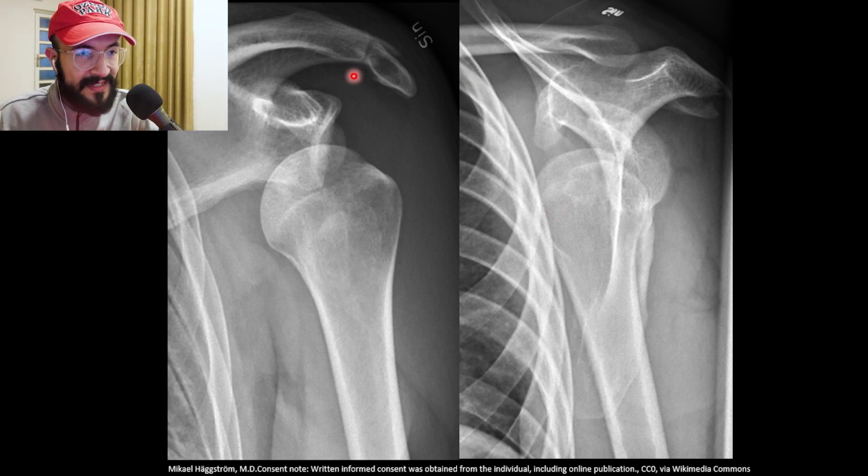We also check the AC joint. We can see that the AC joint is normal in both views. And we also check the soft tissues looking for any swelling. And finally, we check the ribs. So the ribs here are normal, and the lung markings are reaching the edge of the rib cage, meaning that there is no pneumothorax. So in summary, this is an AP and lateral shoulder x-ray of an anterior shoulder dislocation.